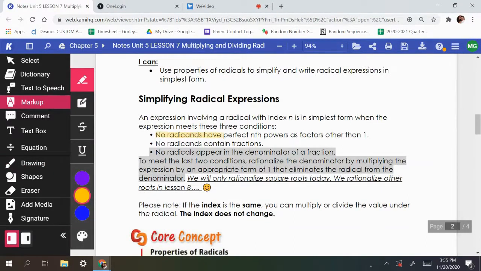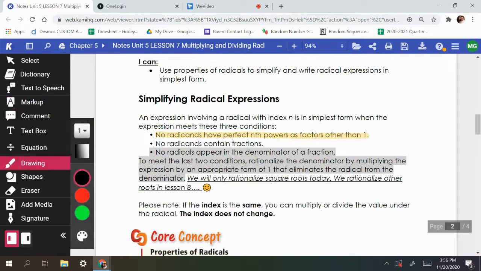It says no radicand can have perfect nth powers as factors other than 1. So for example, if I've got something like the square root of 18, that's not simplified because 18 does have a factor that is a perfect square. So we have to make sure that we keep reducing until what's under the radical doesn't have any perfect factors. Like 2 doesn't have any perfect factors except for 1, right? 1 is the only perfect square that it would be divisible by.